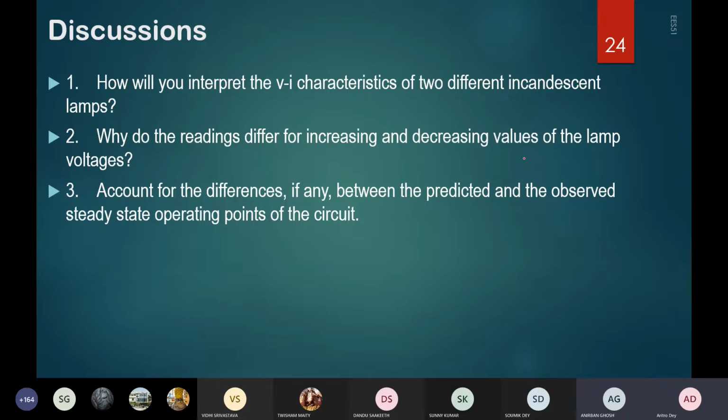Why we increase and decrease the value of lamp voltage and then take the average, that also I discussed. Account for the differences, if any, between the predicted and the observed steady state operation. When we plot, there will be some kind of quantization. When we take the reading, we cannot take it very accurately, so maybe we miss minor variation. So we have to take the approximate one. Accordingly, things may change a little bit, but not drastically. If it is too different, then we cannot accept.